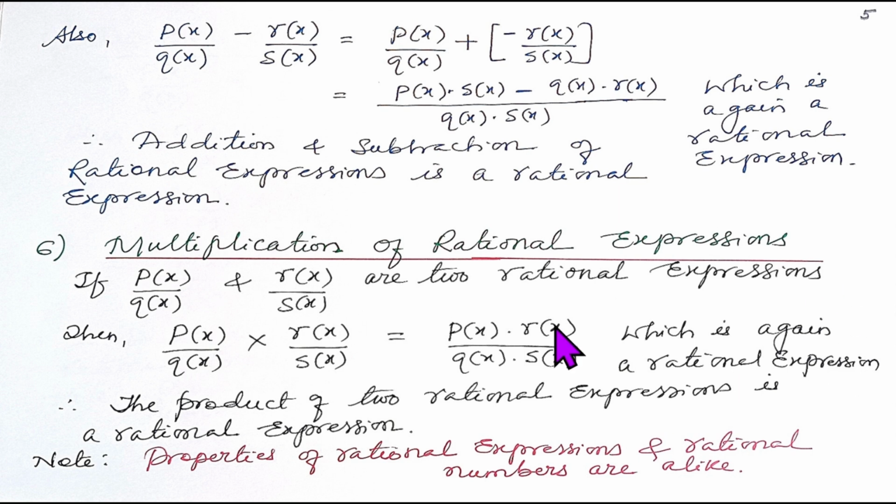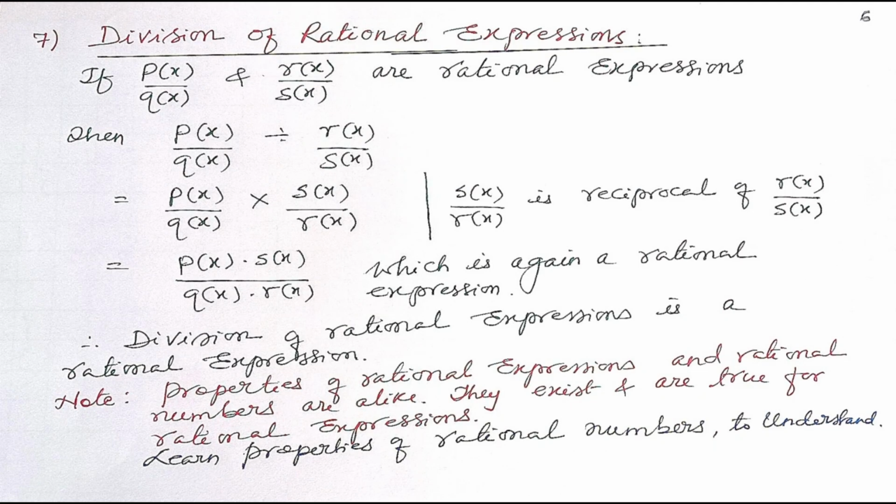Multiplication of rational expressions. If we have p(x) by q(x) as one rational expression and r(x) by s(x) as another, then multiplication will be multiplying the numerator polynomials and the denominator polynomials. We get again a rational expression. Therefore, multiplication of two rational expressions is again a rational expression. Again, remember, the properties of rational expressions and rational numbers are alike. Therefore, all the properties of multiplication of rational numbers are also applicable to rational expressions.